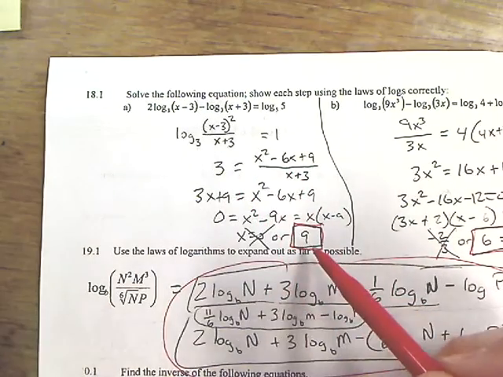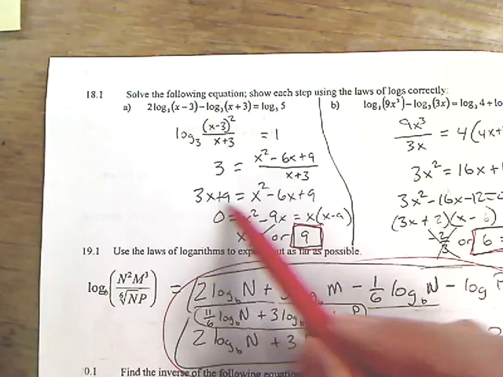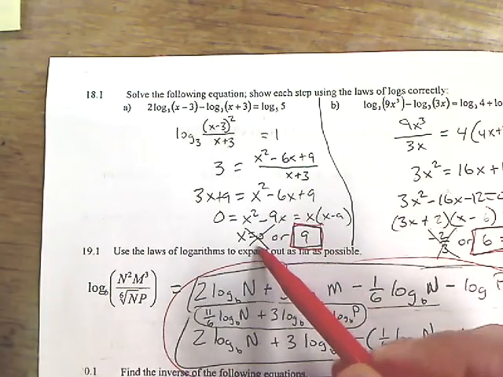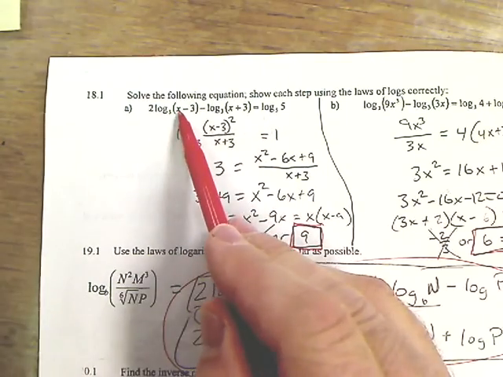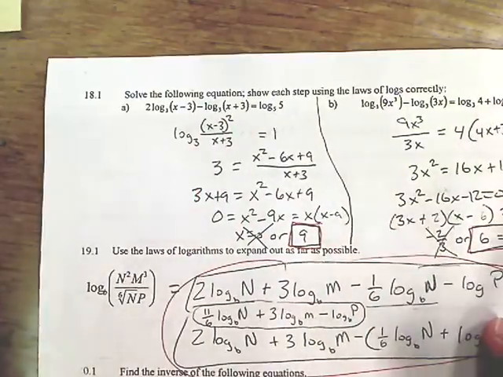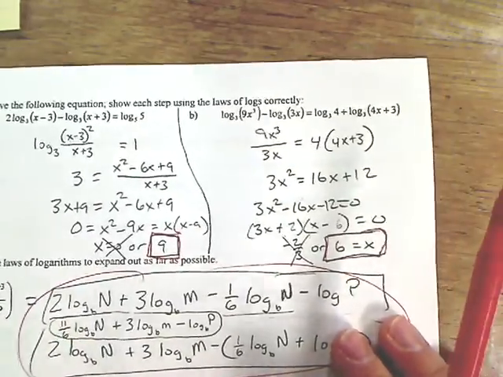Multiply by this on each side. Get it equals 0 and factor. 0 doesn't work. When you plug in 0 here, you're going to take the log of a negative. You can't take the log of a negative. It's not in the domain.